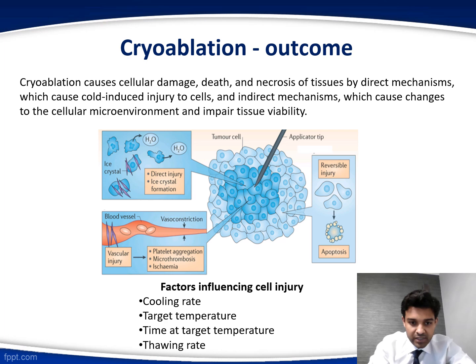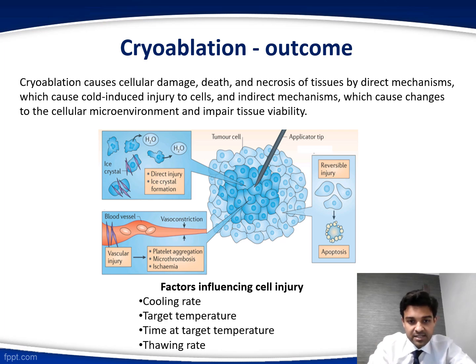The indirect injury is caused by impairment of the microenvironment and tissue viability around the tissue. So how is this caused? It is caused by vascular injury, vasoconstriction, platelet aggregation, microthrombosis, and ischemia. All these factors form the indirect mechanism. All this leads to reversible injury, which leads to apoptosis.